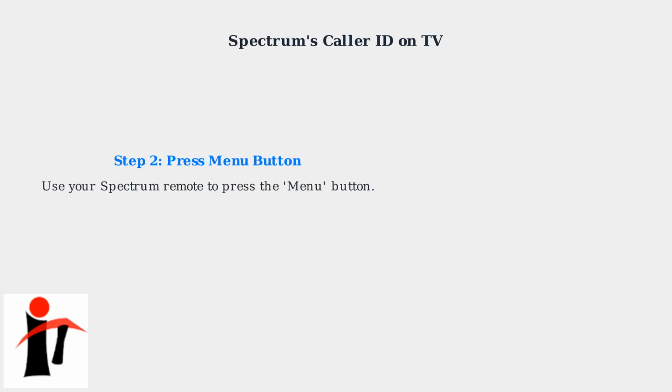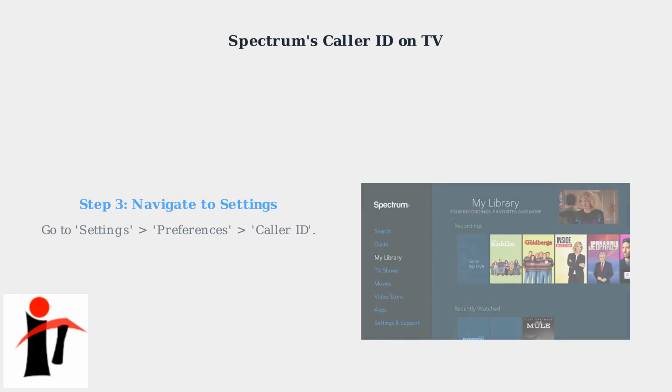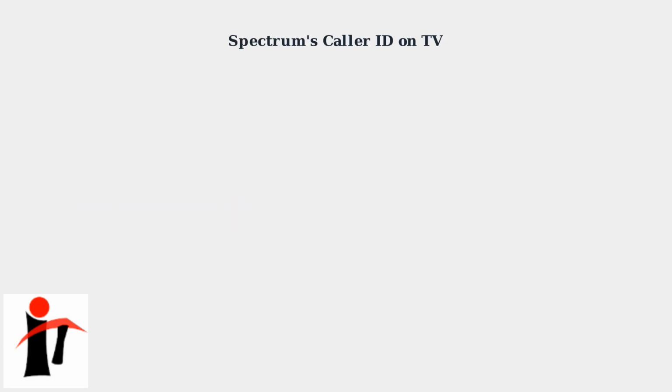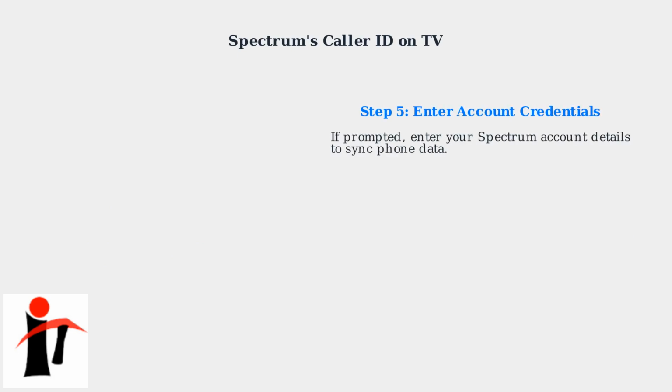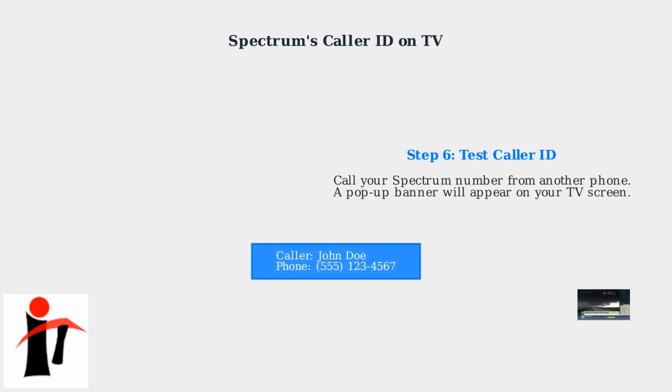Then press the menu button on your Spectrum remote. Navigate to Settings, then Preferences, and finally select Caller ID. Toggle the feature to On. You might be prompted to enter your Spectrum account credentials to sync your phone data. Test it by calling your Spectrum number from another phone.